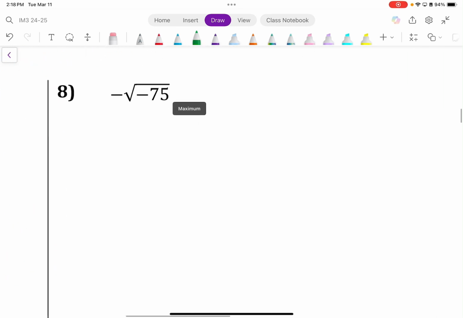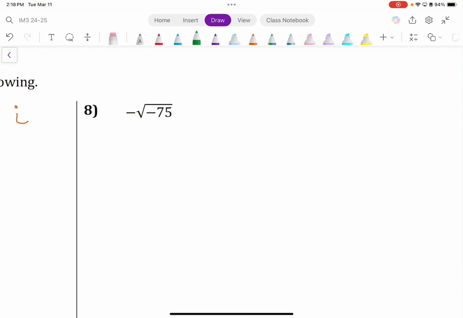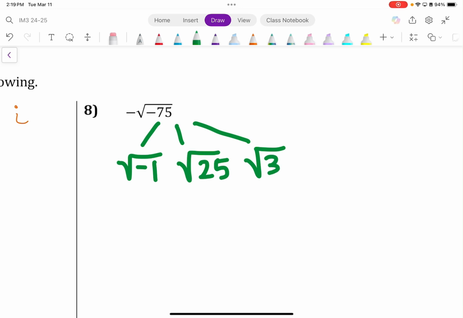Let's try the next one. Negative square root of negative 75. Let's begin by taking out the negative 1. Then let's factor the rest out. We have 75 that can be split into what? 25 times 3. All right. We said the square root of negative 1 is equal to? I. Square root of 25 is? 5. And then can we do anything with root 3? Root 3? No, it cannot be reduced.